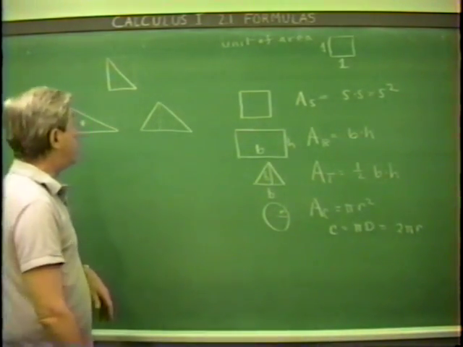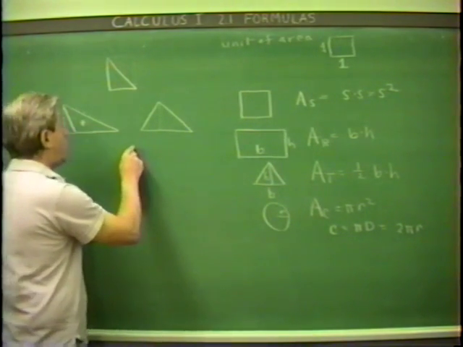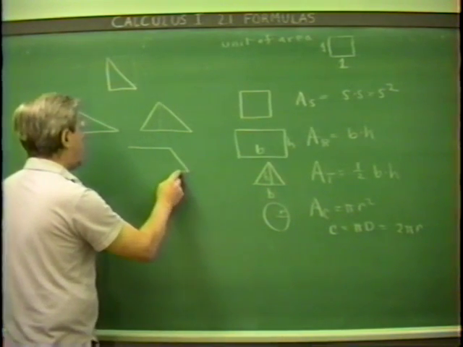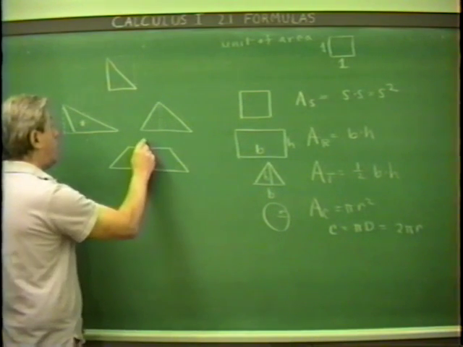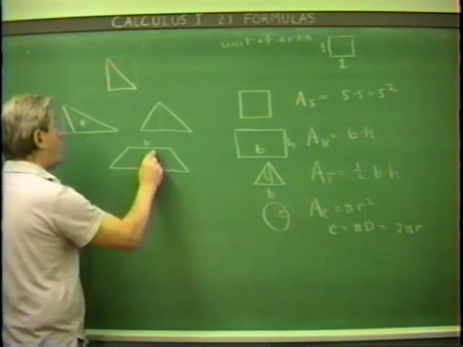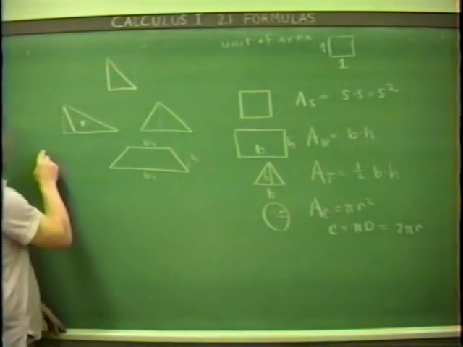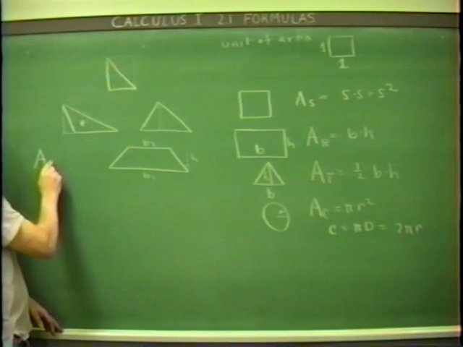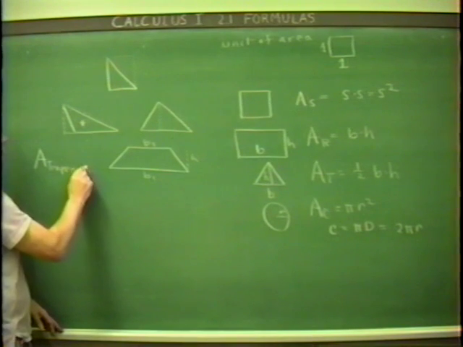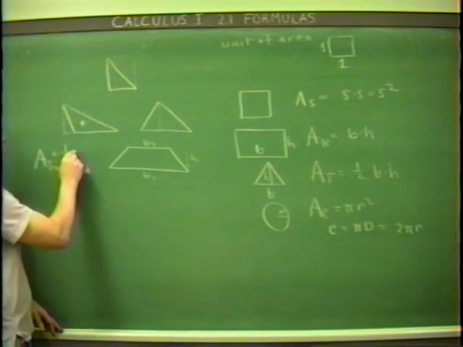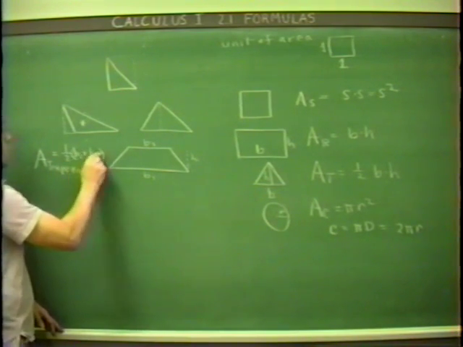These are basic areas. One other one might be included here, and that is the area of a trapezoid. A trapezoid is a figure that has two parallel sides, and if it has a lower base B1 and an upper base B2 and an altitude h, then the area of a trapezoid is the average of the upper base and the lower base times the height.